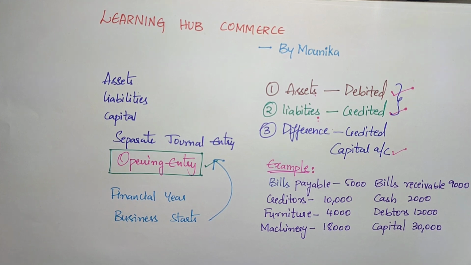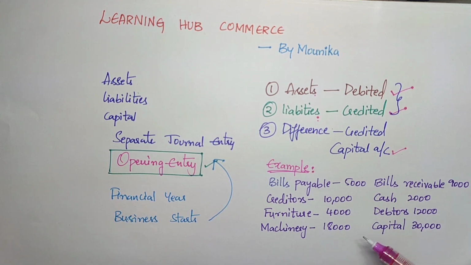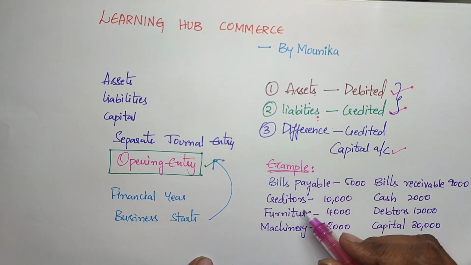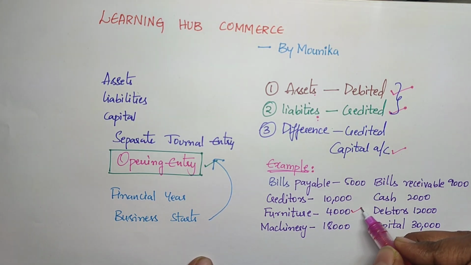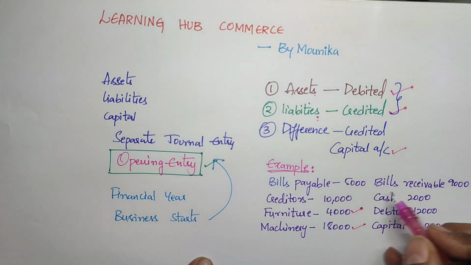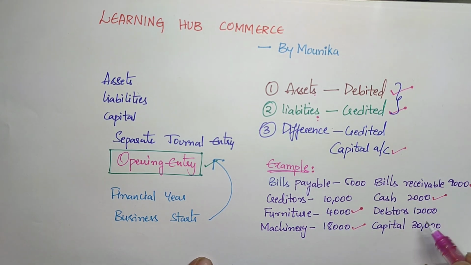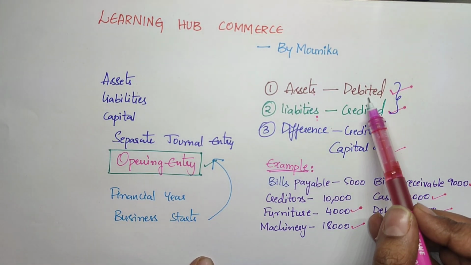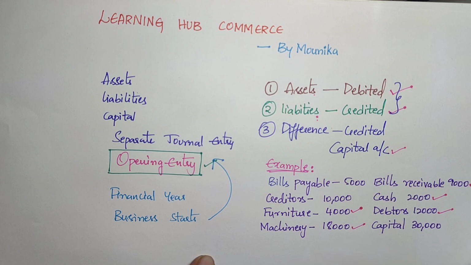So if you see here the example, here there are some assets and liabilities. Now with this example, we need to post an opening entry. So first we'll identify what are the assets here. I'll just mark the assets with pink. So here first furniture, machinery, bills receivable, cash, debtors. So these are the assets. So as per our rule, assets are to be debited. So now how we need to write?